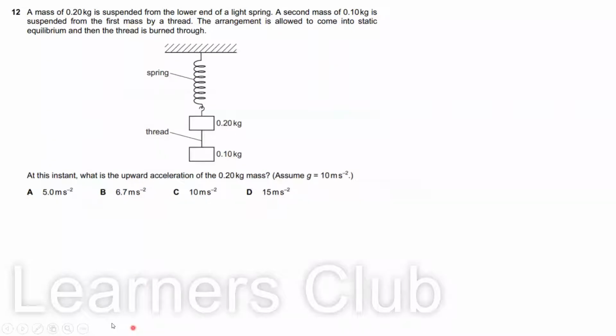Question 12. A mass of 0.20 kg is suspended from the lower end of a light spring. A second mass of 0.10 kg is suspended from the first mass by a thread. The arrangement is allowed to come into static equilibrium. This is very important. And then the thread is burned through. At this instant, what is the upward acceleration of the 0.20 kg mass? We have to assume g is 10 meters per second squared.